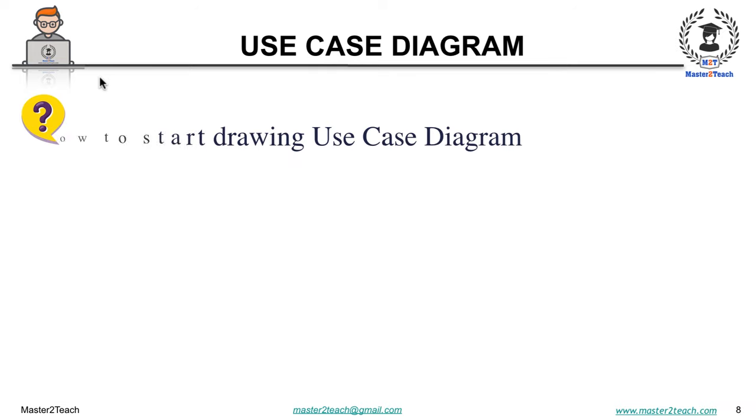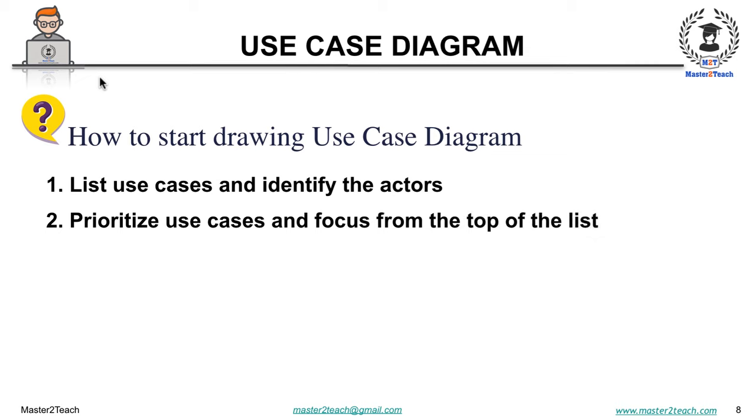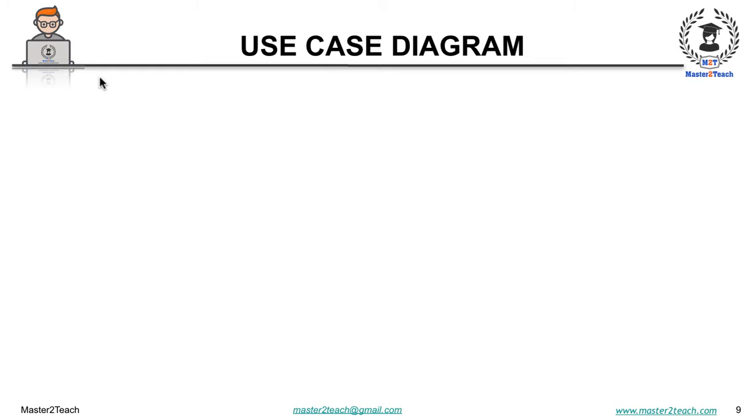How to start drawing use case diagram? First of all, we have to list out all the use cases and identify the actor. We will learn what are the use cases and who are the actors in a few minutes. After listing out use cases and identifying the actor, prioritize use cases and focus from the top of the list. Develop each of the priority use cases starting with writing description for each.